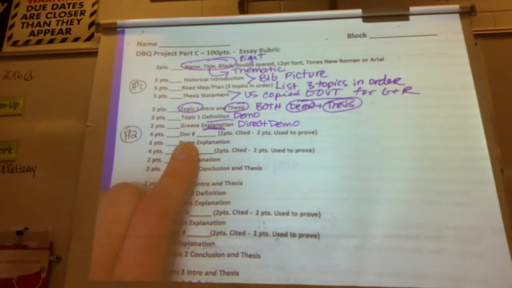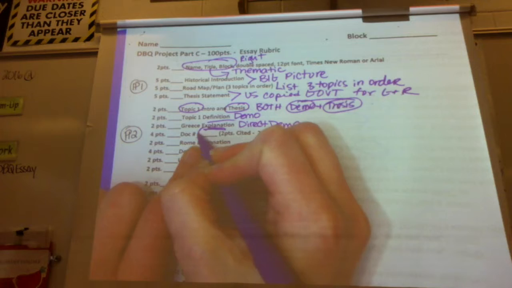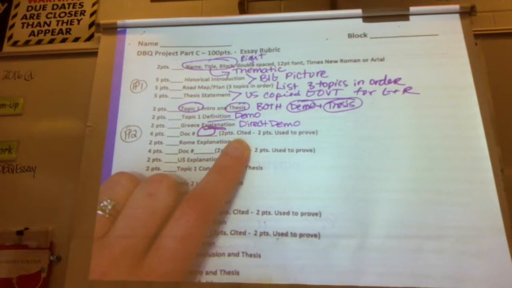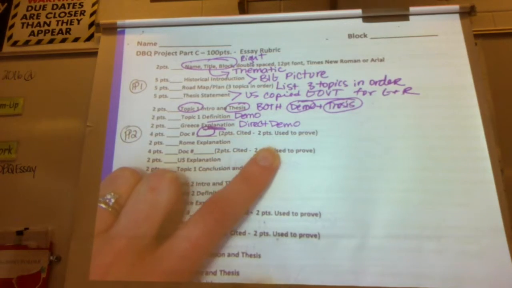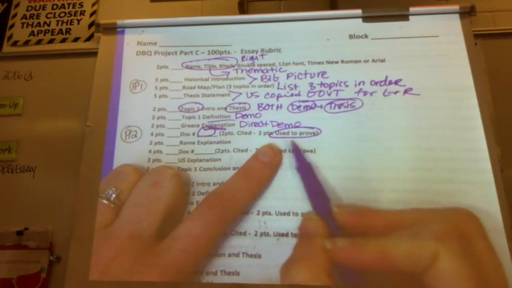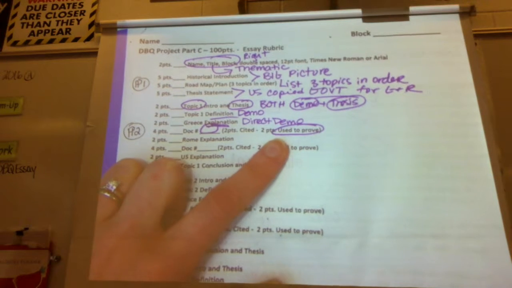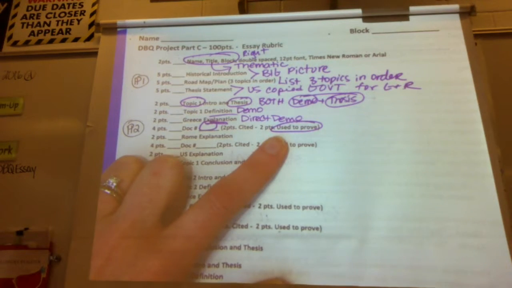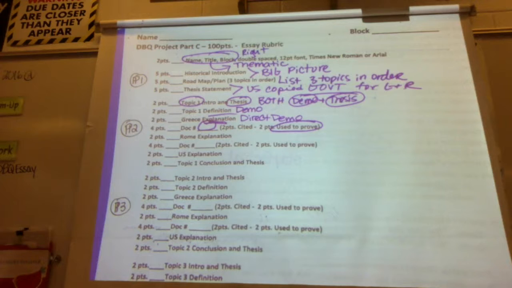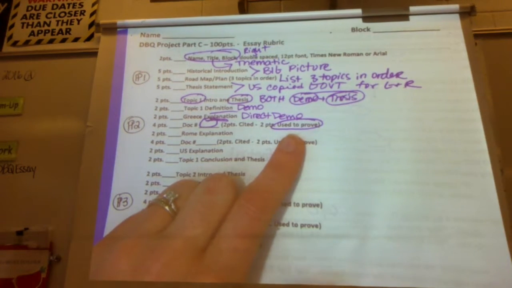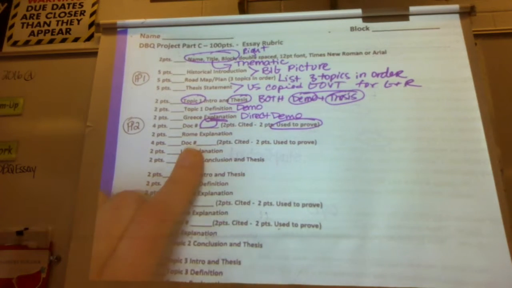Then you're going to give me the evidence from the documents. So tell me what document you're planning to use. You're going to cite it. You can either cite it by saying document 1, or you can cite it by using the title of the document. Either or, okay? And then tell me how that document, or what in that document specifically, proves it. You could quote it, or you could describe it in your own words, but show me how that document showed what they were using. Then we're done with Greece.